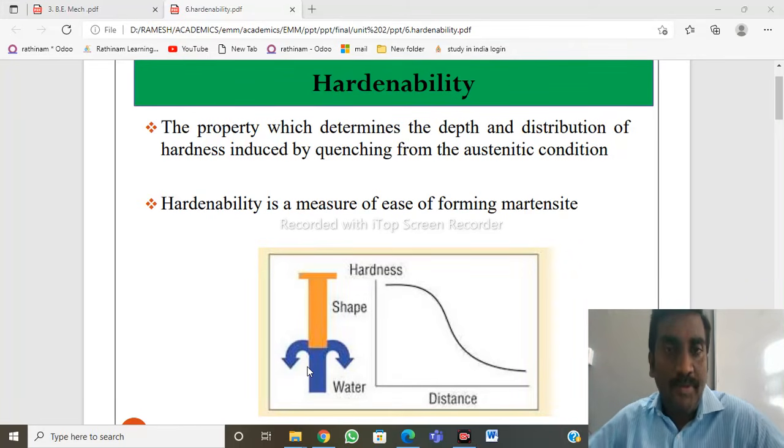So the next topic would be hardenability. Hardenability is the property which determines the depth and distribution of hardness induced by quenching from the austenite condition. Hardenability is a measure of the ease of forming martensite.